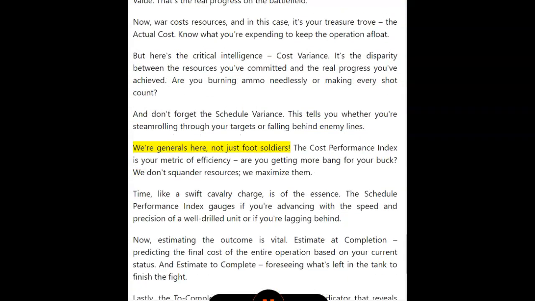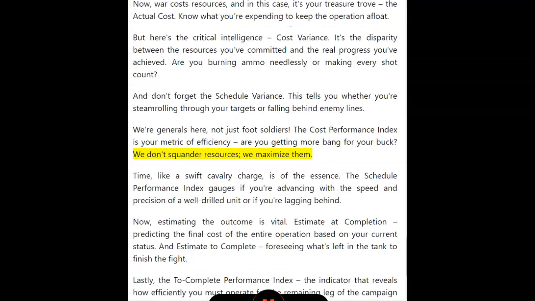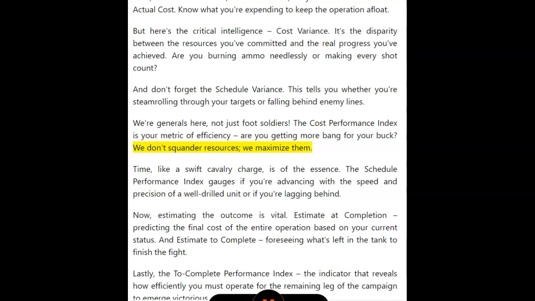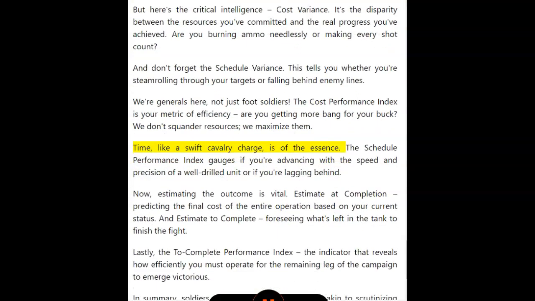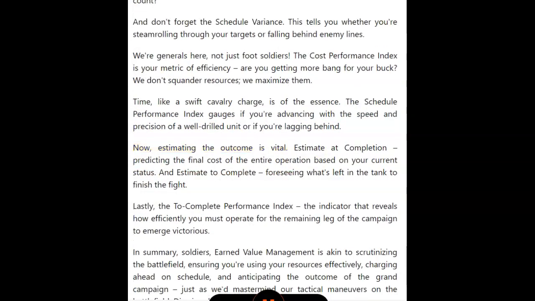We're generals here, not just foot soldiers. The Cost Performance Index is your metric of efficiency. Are you getting more bang for your buck? We don't squander resources, we maximize them. Time, like a swift cavalry charge, is of the essence. The Schedule Performance Index gauges if you're advancing with the speed and precision of a well-drilled unit or if you're lagging behind.